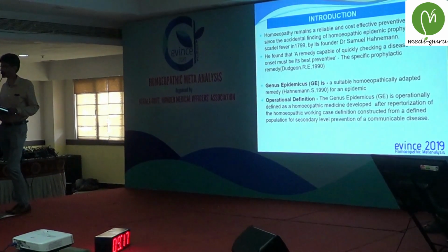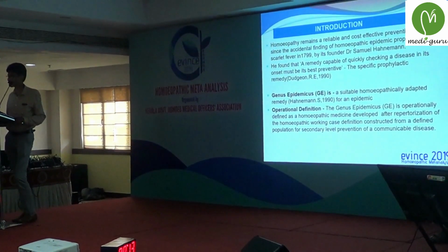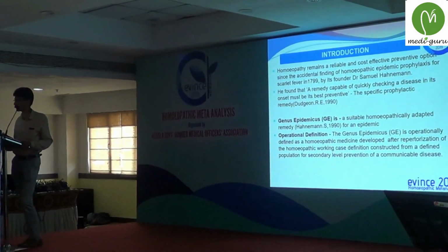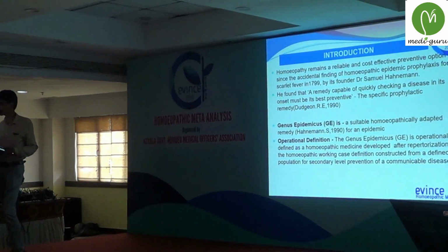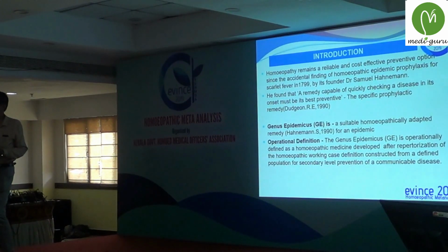Genus Epidemicus is a suitable homeopathically adapted remedy for an epidemic. Operational definition. The genus Epidemicus is operationally defined as a homeopathic medicine developed after rapidization of the homeopathic working case definition constructed from a defined population for secondary level prevention of a communicable disease.